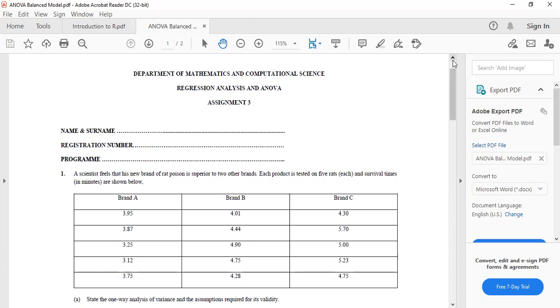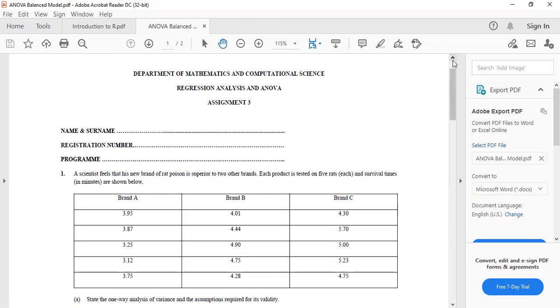And brand A is significantly different from brand B. Brand A is significantly different from brand C. Yes, sir. So the purpose of us doing that is to say, if they are significantly different, it means brand A is superior. Yeah, that will make sense.